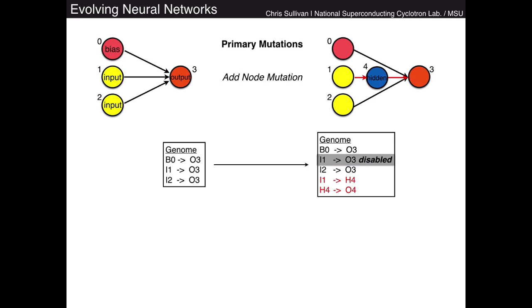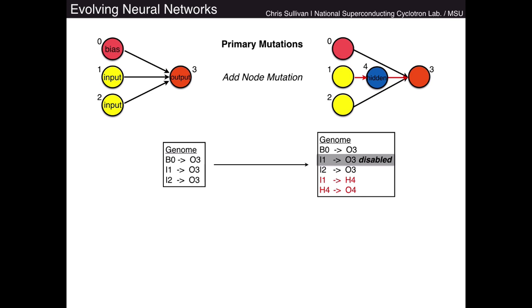One mutation that exists in NEAT is known as the add node mutation. We have split the connection going from 1 to 3 by adding a new hidden node and adding 2 new connections. And you can see in the genome representation below, the old connection that connected input node 1 to output 3 is now disabled, though it's still part of the genome. It's just no longer being expressed. And we now have 2 new connections as well as a new hidden node.